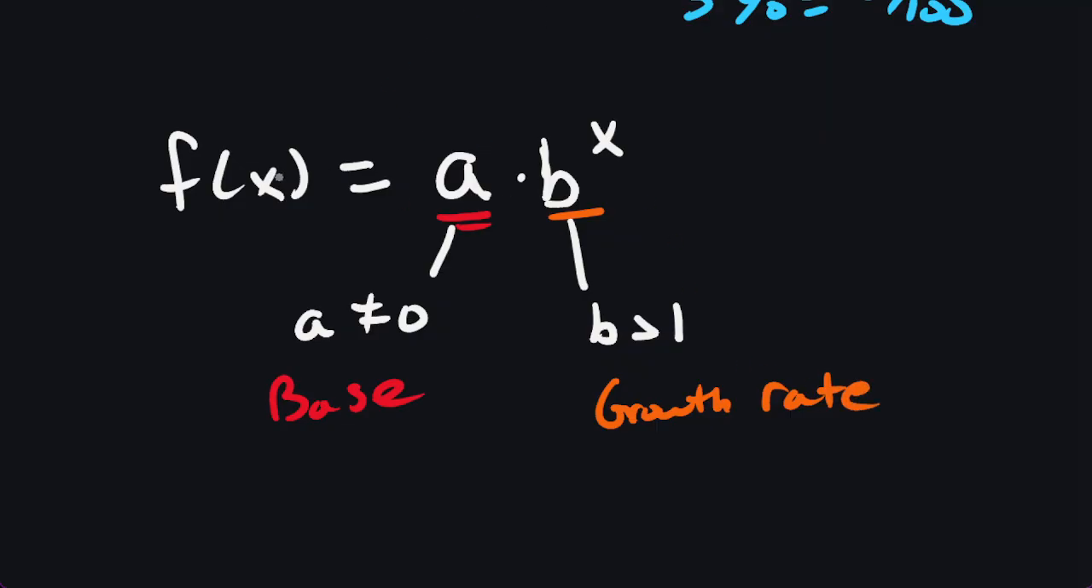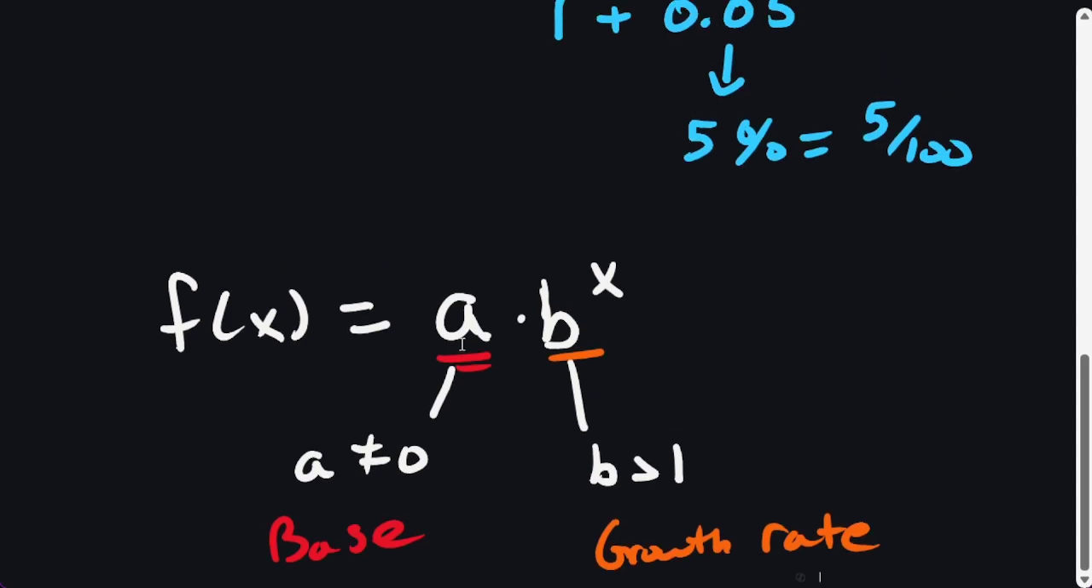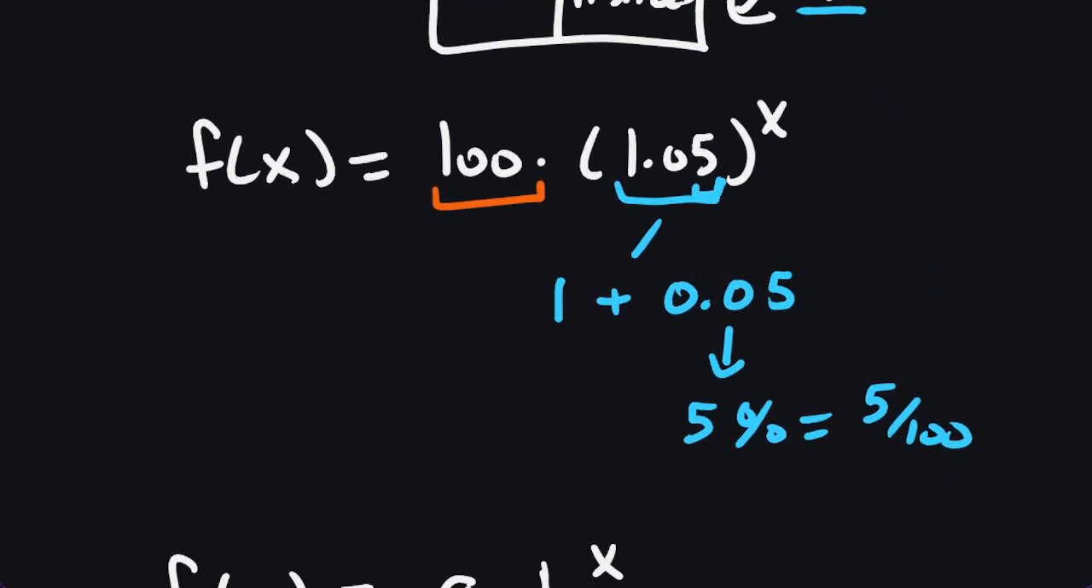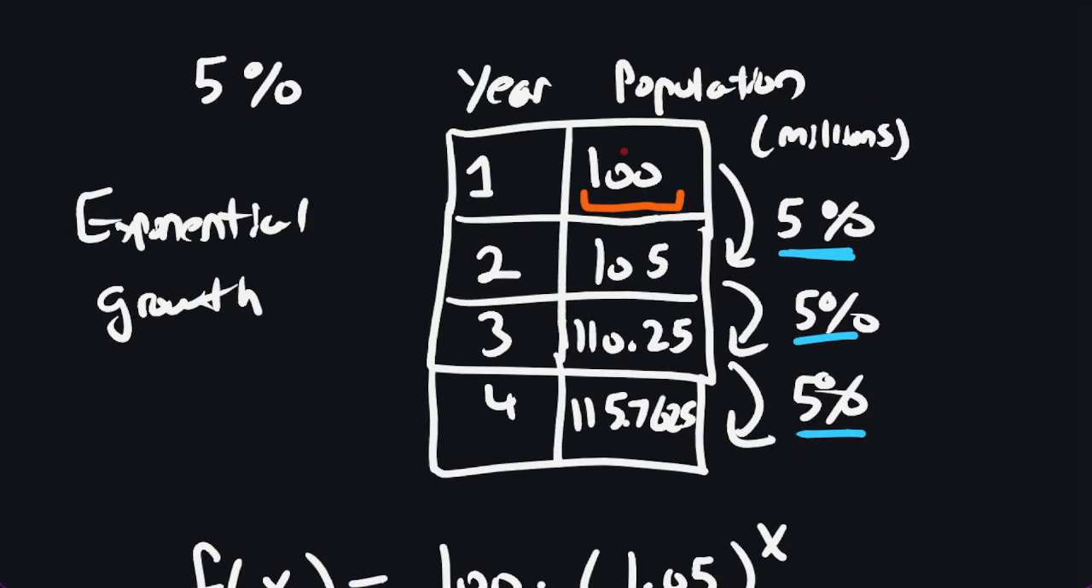So all exponential functions take this form. And with the exponential function we saw above, our a was 100 right here, because we started with 100. That's our base. Our population started with 100 right here.